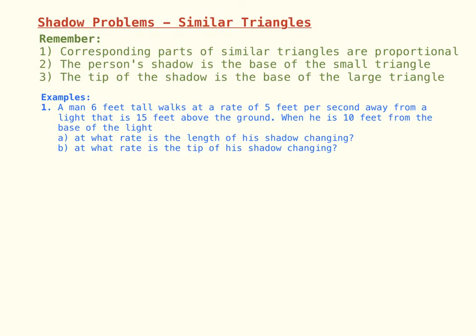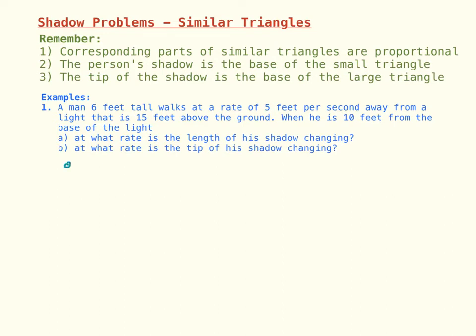Okay, so taking a look at our first example, it says, a man 6 feet tall walks at a rate of 5 feet per second away from a light that is 15 feet above ground, like a lamppost. When he's 10 feet from the base of the light, at what rate is the length of his shadow changing? All right, so let's get a picture and see what we're looking at here.